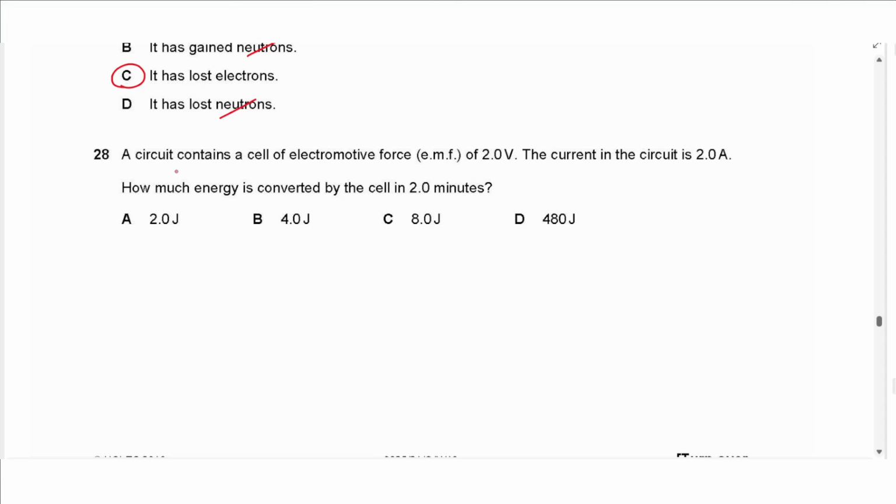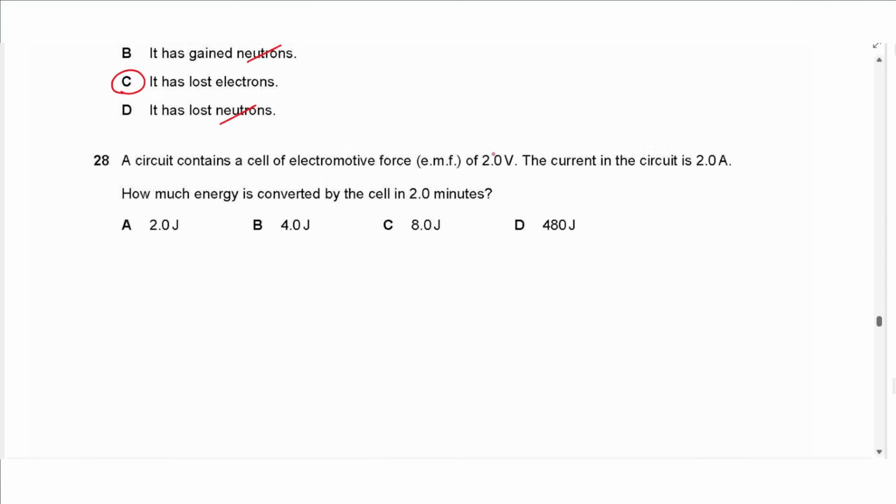Question 28 says a circuit contains a cell of electromotive force 2 volts. The current in the circuit is 2 amperes. How much energy is converted by the cell in 2 minutes? So we have voltage, current, and time, and energy can be calculated in a circuit as VIT. So the voltage is 2, current is 2, and the time is 2 minutes, which we should convert into seconds. So we multiply by 60. That gives an answer of 480 joules. So the answer here is D.